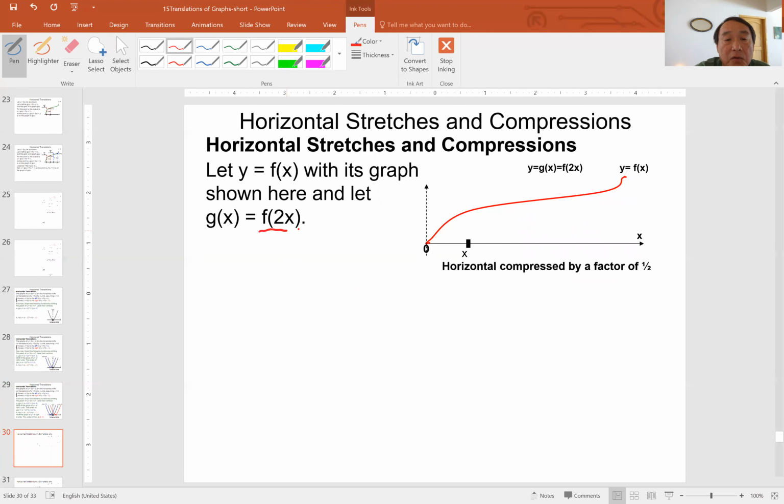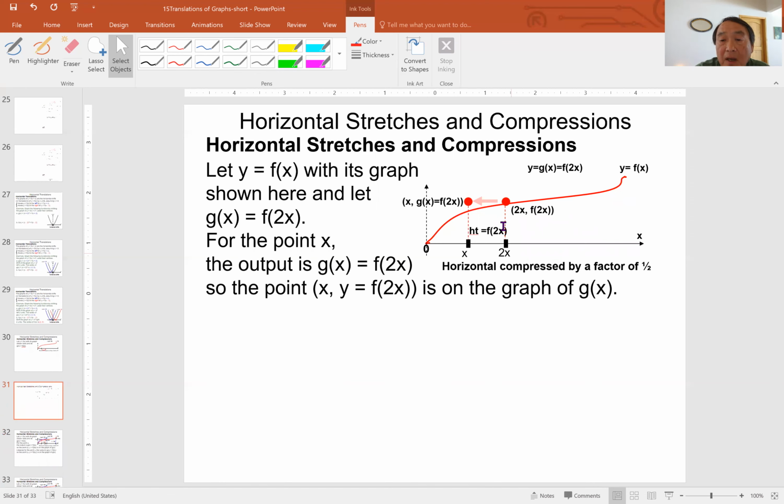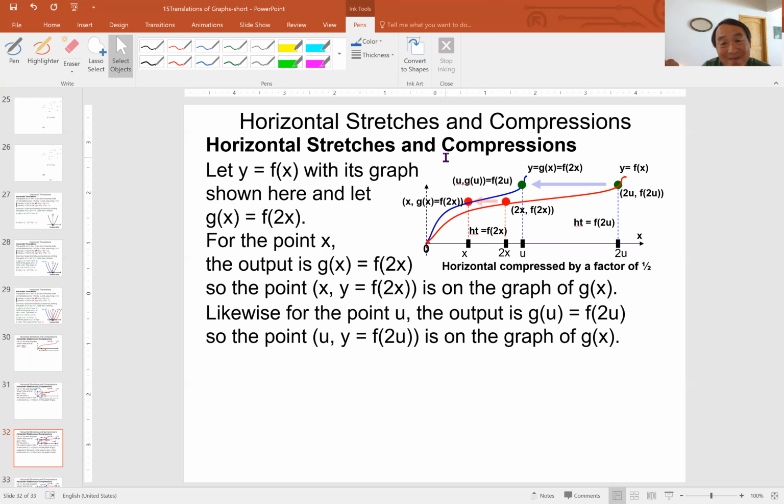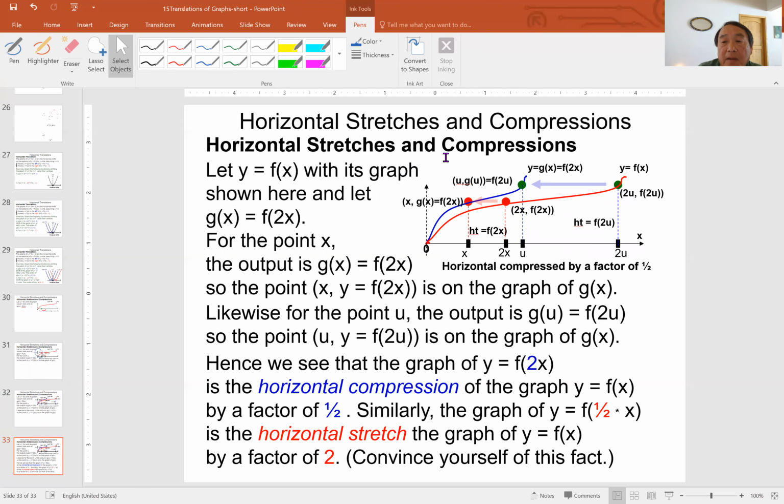The graph for f of 2x means at the point x, you go to 2x, and you find out what f is, and then you bring that point back, and that's the f of 2x value. If you do this to every point, you will compress the graph by a factor of a half. If I use one half x, then I stretch the curve. Okay, and that's stretch and compress.